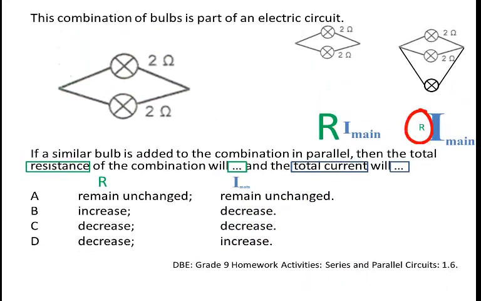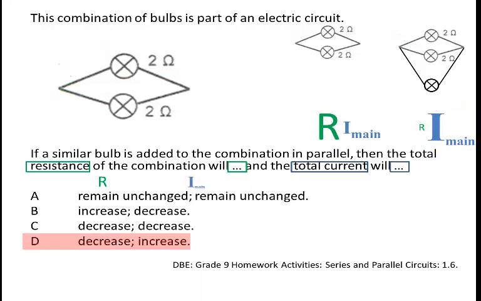The resistance decreases as we add another bulb in parallel, and the total current, or I main, increases because it becomes easier. So the correct option is D. Resistance decreases and total current strength increases.